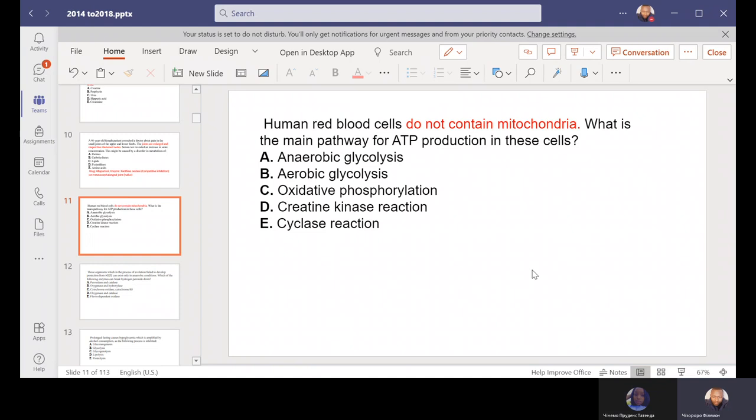But there is something I told you about that process: it only happens in the presence of oxygen, and it occurs in the mitochondria. In this case, you are being told that red blood cells do not contain mitochondria. It means the process which happens in the RBC is in the absence of oxygen. This helps you rule out anything which includes oxygen. So the process is glycolysis, and it's only anaerobic glycolysis.